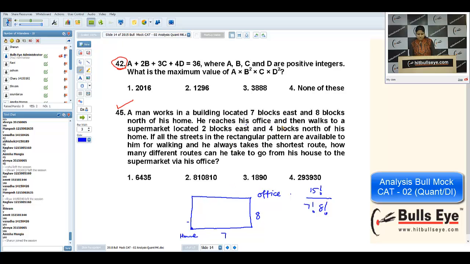Now he reached his office and then walks to a supermarket located 2 blocks east and 4 blocks north of his home. It means there is the supermarket. From office he is going to supermarket. So it will be 5, it will be 4, and he wants to take the shortest route.